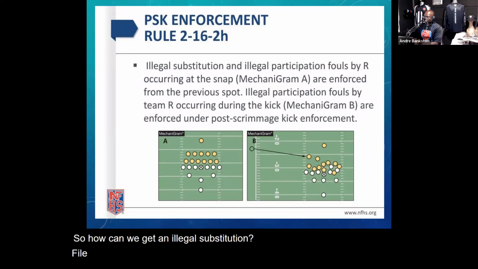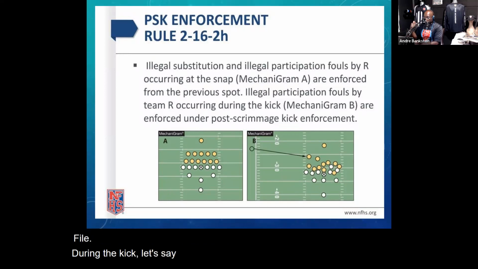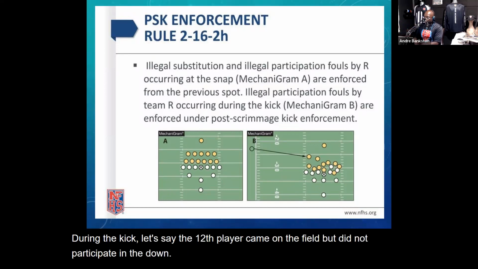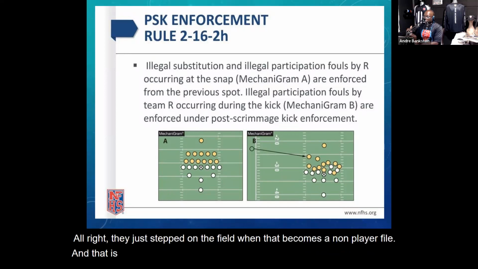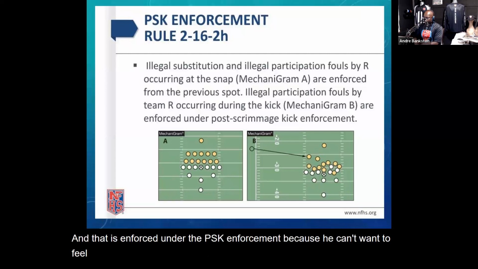So how can we get an illegal substitution foul during the kick? Well, let's say the 12th player came on the field but did not participate in the down. All right, they just stepped on the field. Well, that becomes a non-player foul, and that is enforced under the PSK enforcement because he came on the field after the ball was snapped.